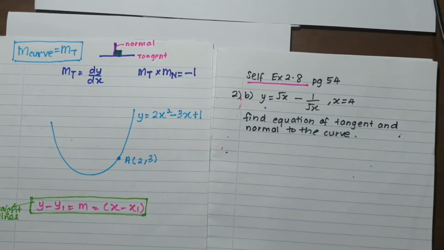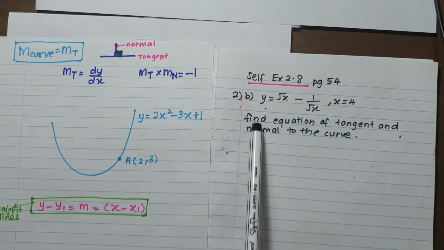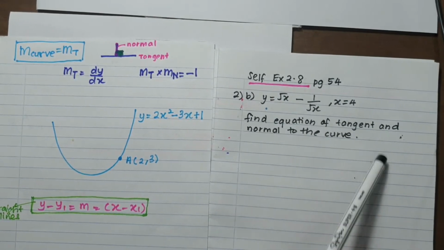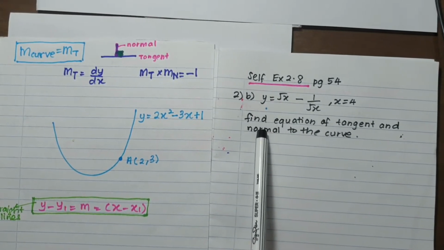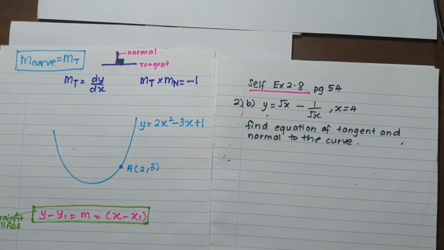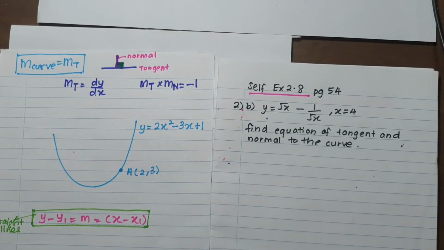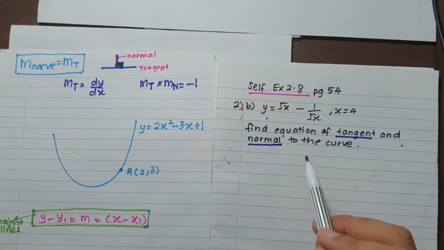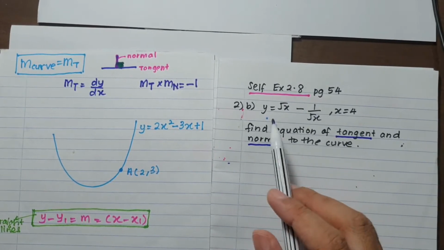Okay, next, let's answer this question, self-exercise 2.8, page 54, number 2. The question states: find the equation of tangent and normal to the curve. Equation of tangent and equation of normal to the curve, and this is the equation of the curve.